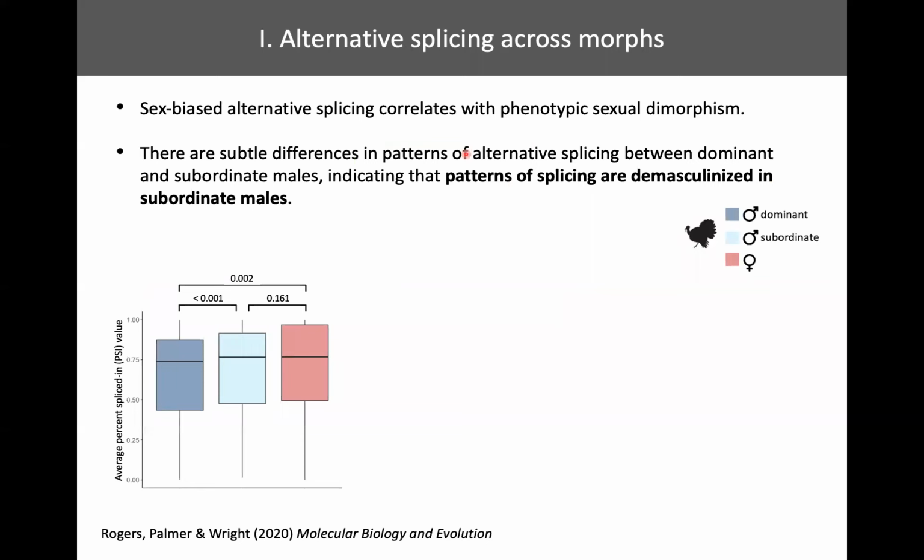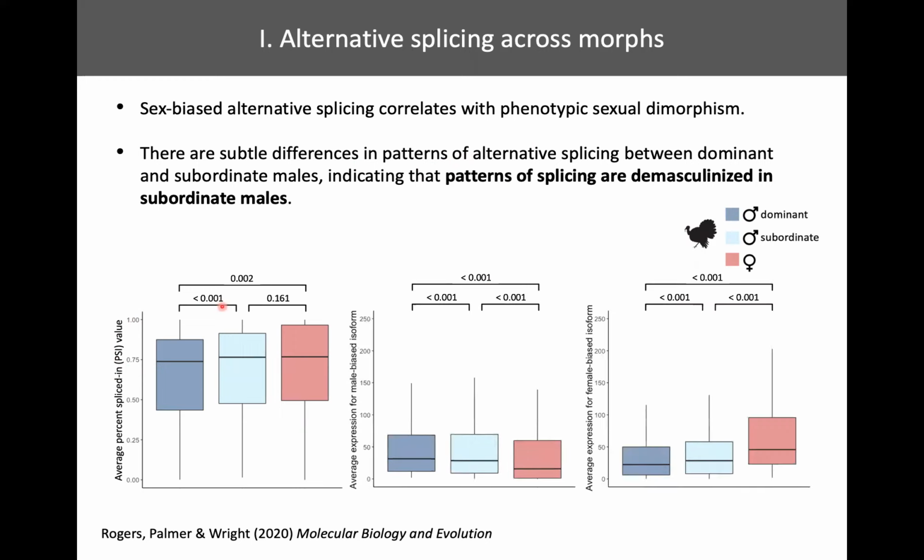So first, we identified genes with significant differences in splicing between dominant males and females, and we then compared patterns of splicing, so the average PSI in subordinate males. And you can see from this graph that subordinate males exhibit intermediate patterns of splicing between dominant males and females, and these numbers indicate the p-values.